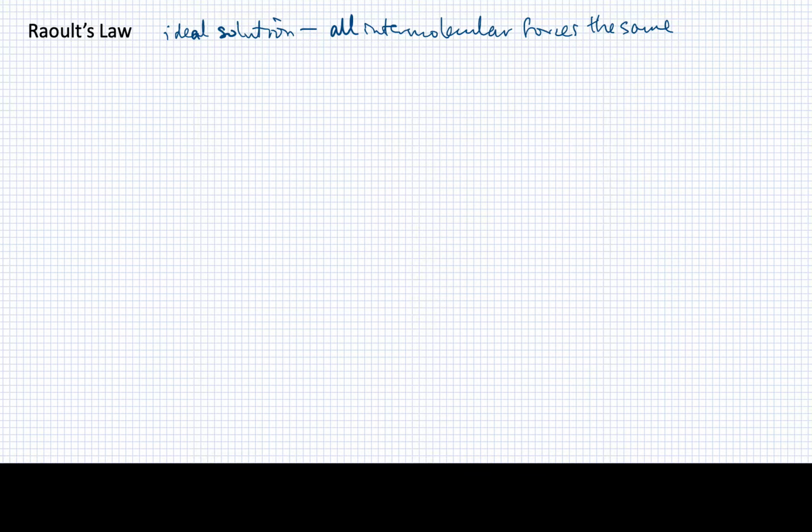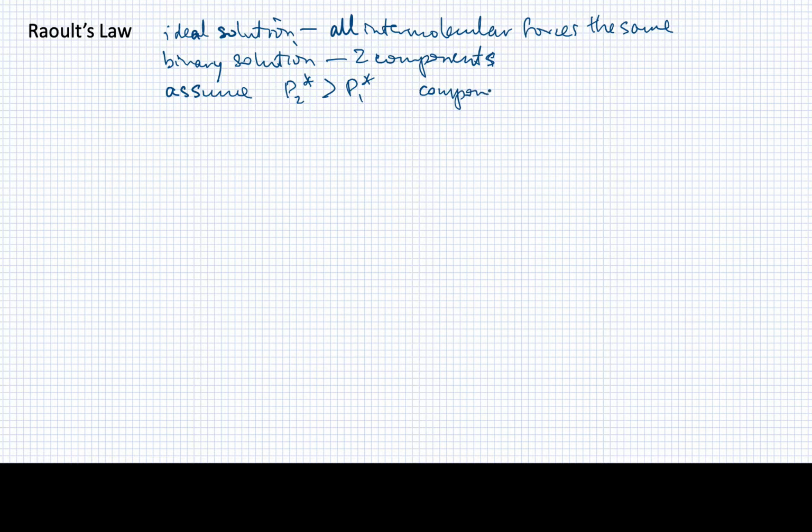Now I'm going to consider binary solutions. So we're going to be limited to two components. And for most of these videos, I'm going to make a general assumption that the second of the two components, P2, has a higher vapor pressure than P1 in the pure substance. Now what this means is that component 2 is the more volatile. So it more easily enters the gas phase for whatever reason.